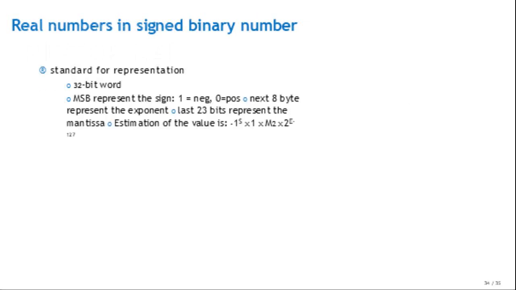The standard for representation is a 32-bit word. The MSB represents the sign. 1 equals negative, 0 equals positive. The next 8 bits represent the exponent, and the last 23 bits represent the mantissa. The estimation of the value is (-1)^s x 1.m x 2^(e-127).